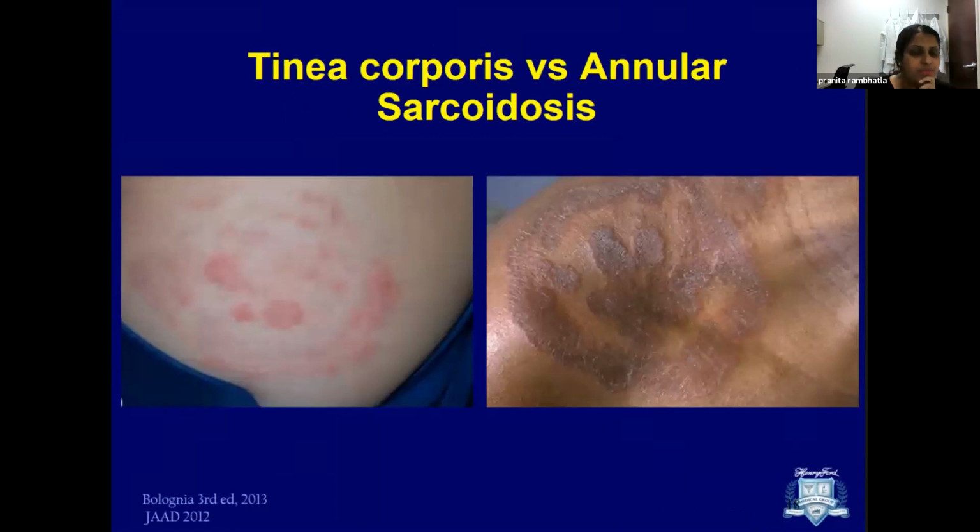All right, so this one is a little bit tougher. One is Tinea corporis and one is Annular Sarcoidosis. If this walked into our clinic, the first thing that we would do is a potassium hydroxide prep to see if there's any spores or hyphae to help us figure out if this is fungal. And if it's negative, then perhaps is the time that we would go to a skin biopsy to rule out other annular lesions like granuloma annulare, and we've got a differential for that.